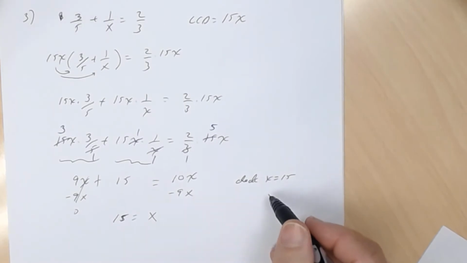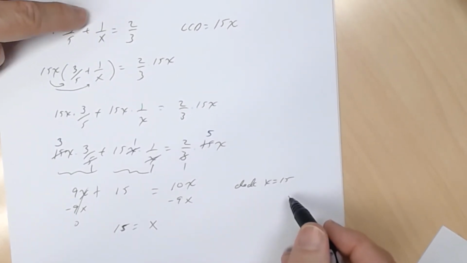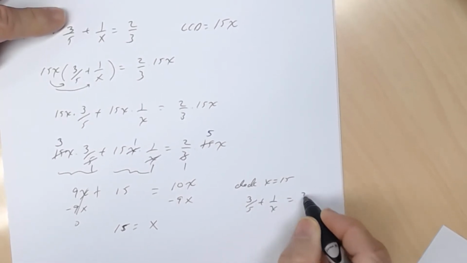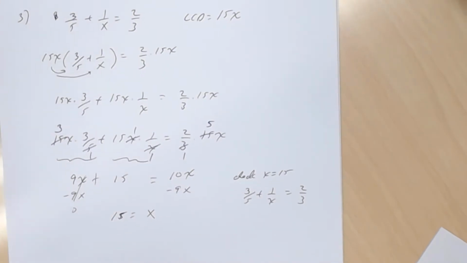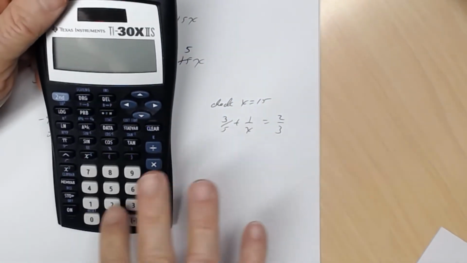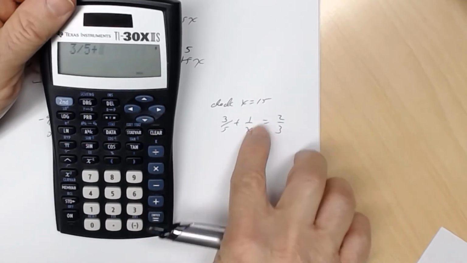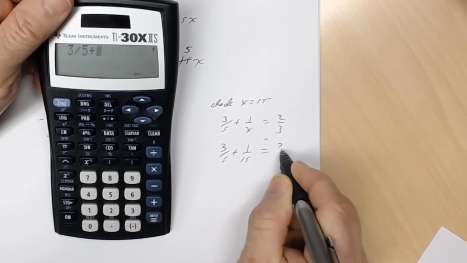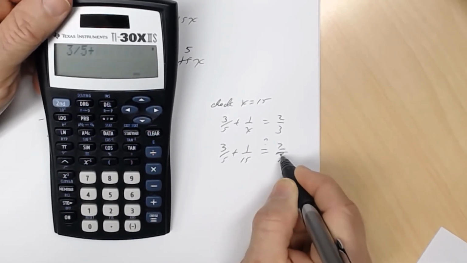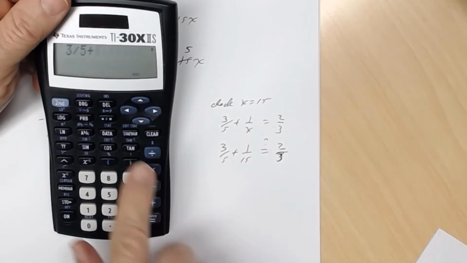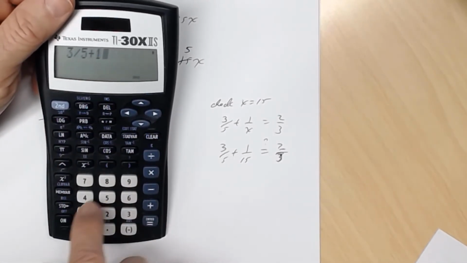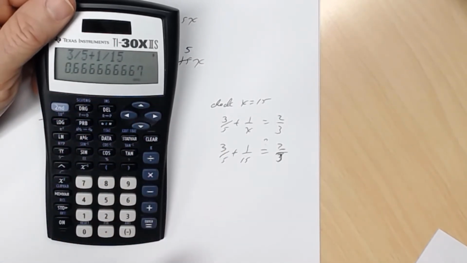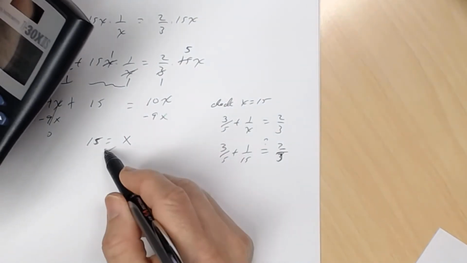So where do you go to check x equals 15? Always go back to the original. So 3/5 plus 1 divided by x equals 2/3. All right, so let's see what we have. Use your calculator. 3 divided by 5 plus 1 divided by 15, and I want to see if that's going to equal 2/3, right? 3 divided by 5 plus 1 divided by 15 equals 0.666 repeating, that's 2/3, isn't it? So 15 is correct.